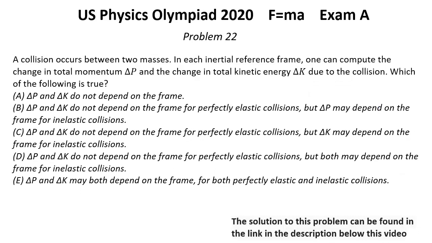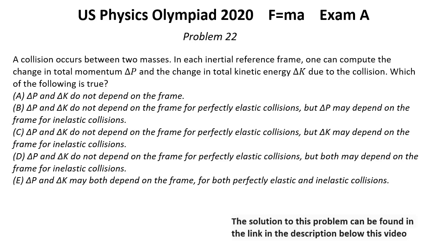Problem number 22. A collision occurs between two masses. In each internal reference frame, one can compute the change in total momentum, delta P, and the change in total kinetic energy, delta K, due to the collision. Which of the following is true? Solution for problem number 22.